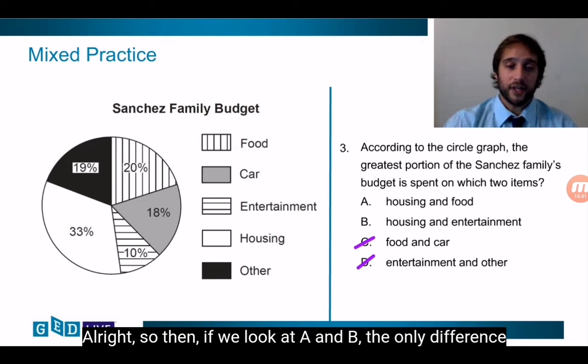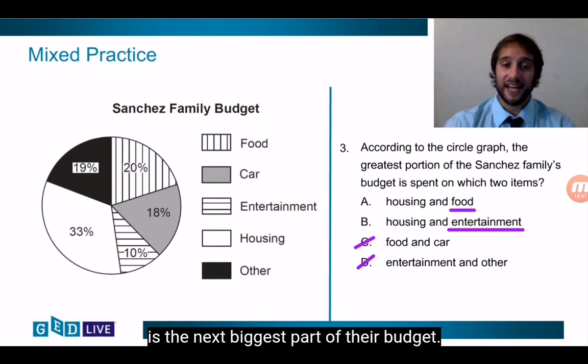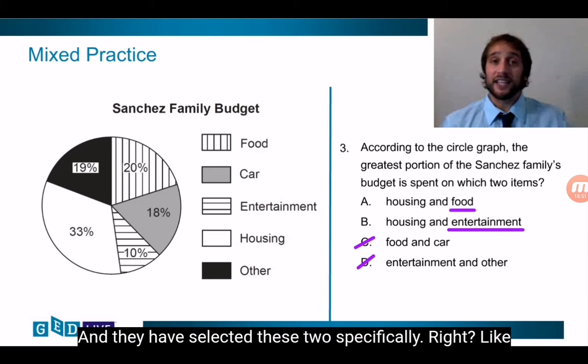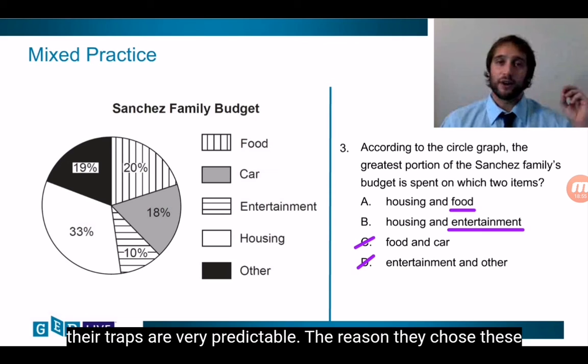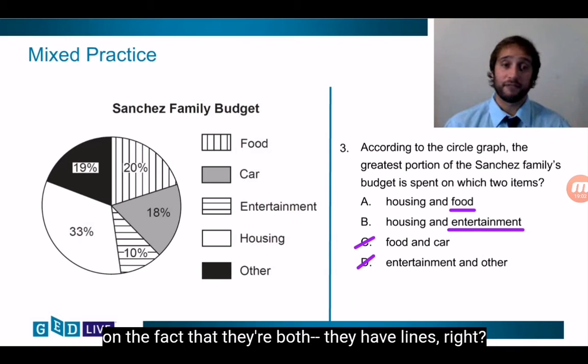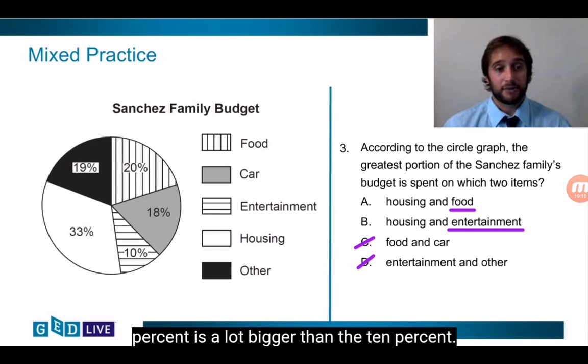All right, so then if we look at A and B, the only difference between the two is whether or not food or entertainment is the next biggest part of their budget. And they have selected these two specifically. Their traps are very predictable. The reason they chose these two is that those are the ones that are easiest to mix up based on the fact that they have lines, right? Well, if we look at that circle graph, the pie graph, the 20% is a lot bigger than the 10%.